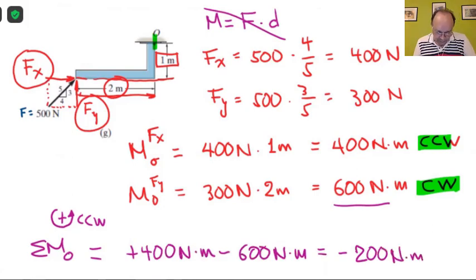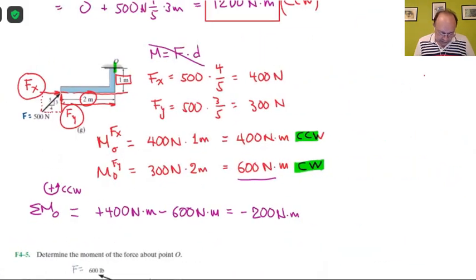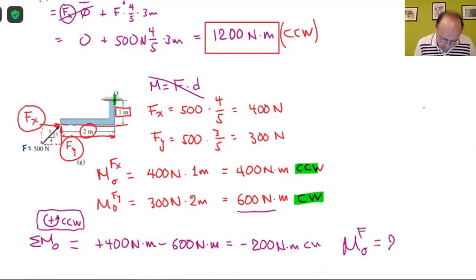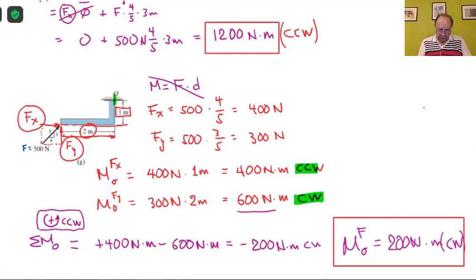Since the answer is negative, it means that it is the opposite to this convention here, so it's clockwise. So the answer will be: the moment of the force F with respect to point O is equal to 200 newton meters clockwise. That will be the proper way to express the result of this problem. You have to express the magnitude and in what direction this rotation is produced.